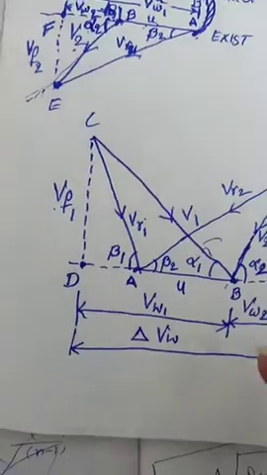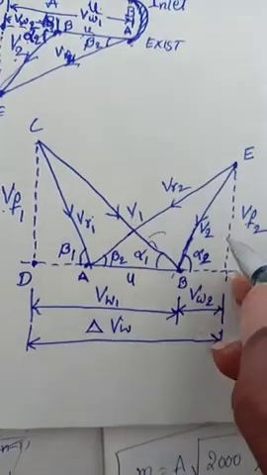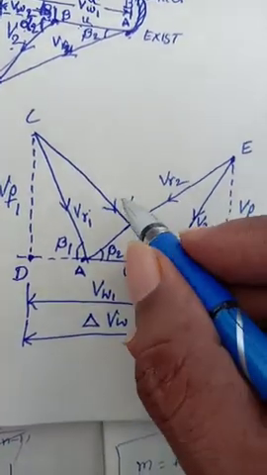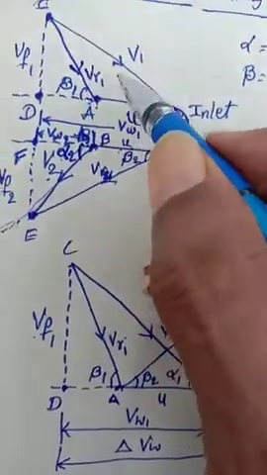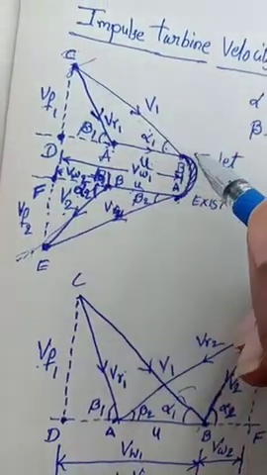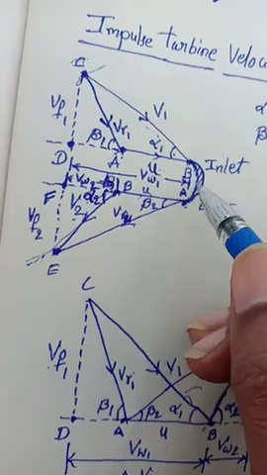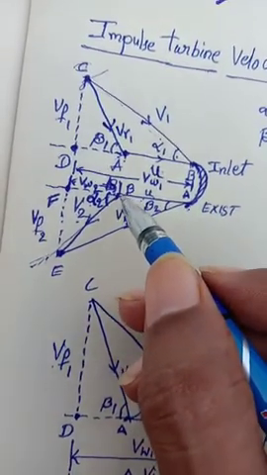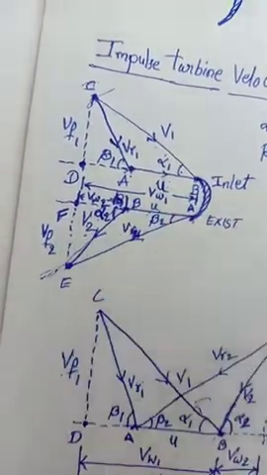Okay, so now come to this point, V1 and V2. V1 and V2 are absolute velocities. Look at this, this is absolute velocity. It will come as the absolute velocity with the help of blade velocity. It will go like this, V1 and V2.